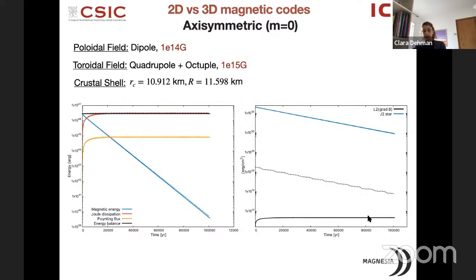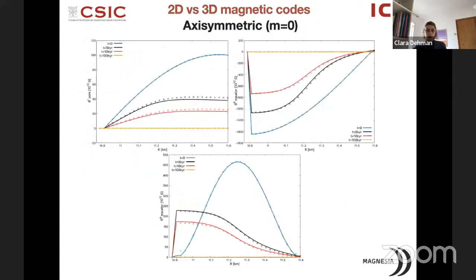The solid line is the 3D code, the dashed line is the 2D code. We see that the divergence of the magnetic field in both codes is orders of magnitude lower than B² of the star, which means that both codes are conserving the divergence of the magnetic field well. Moreover, we see that the divergence of the magnetic field in the 3D code is saturated and not growing in time. So this tells us that the 3D code is doing well.